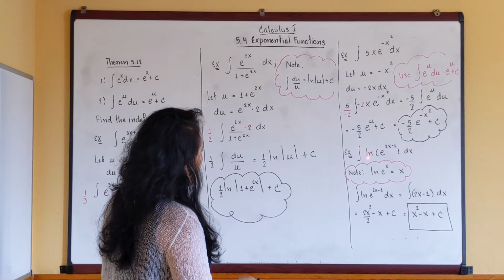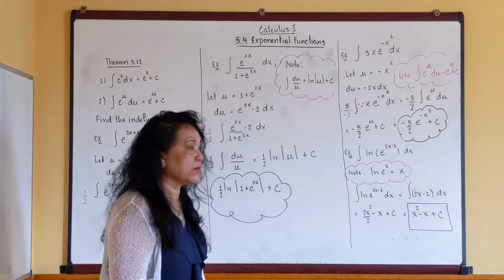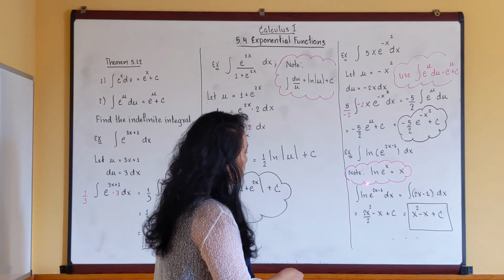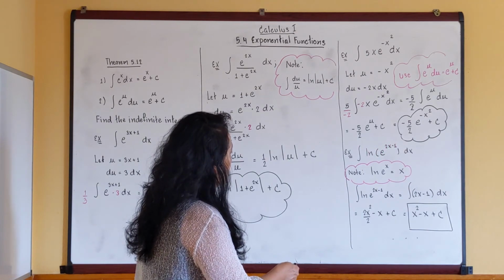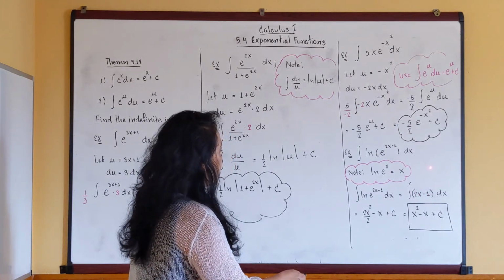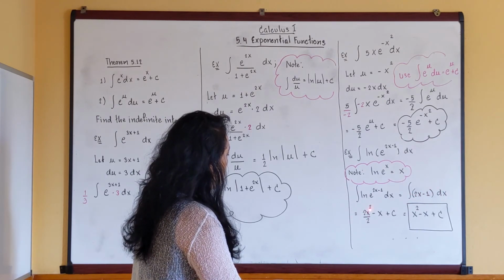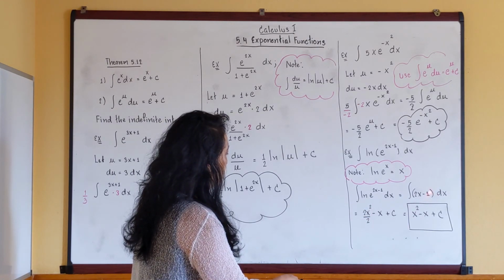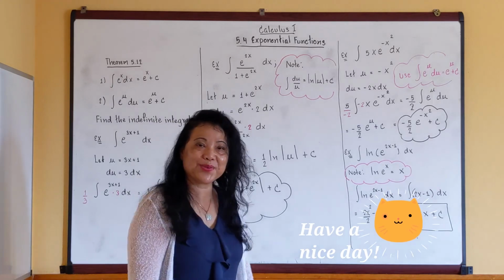Alright, so let's look at the last one. I need to find an integral of ln e to the 2x minus 1 dx. If you remember the earlier section, ln e to the x equals x. Now if I have ln e to the 2x minus 1, this will equal 2x minus 1. So I just take an integral of 2x minus 1 dx. I have 2x squared over 2, which cancels to x squared. The integral of negative 1 is just negative x, plus c. Alright, we finished 5.4. Bye.